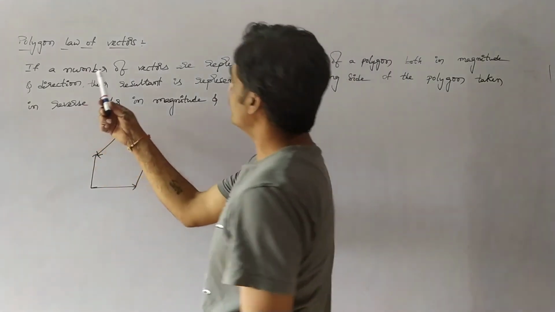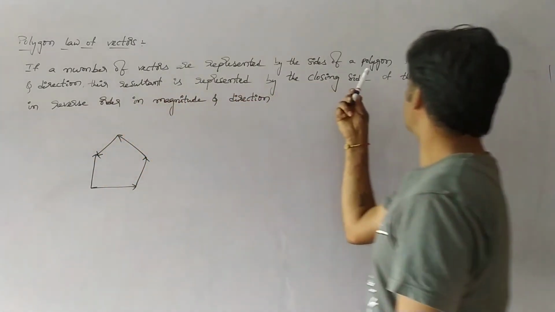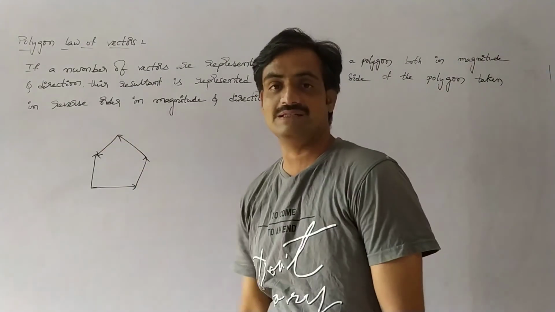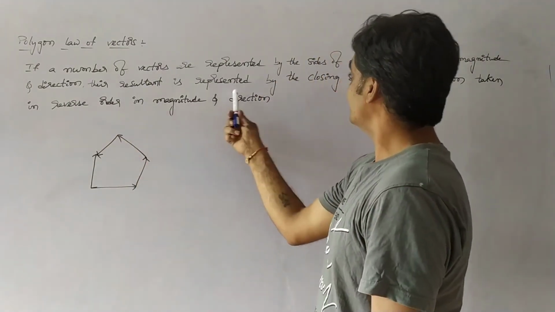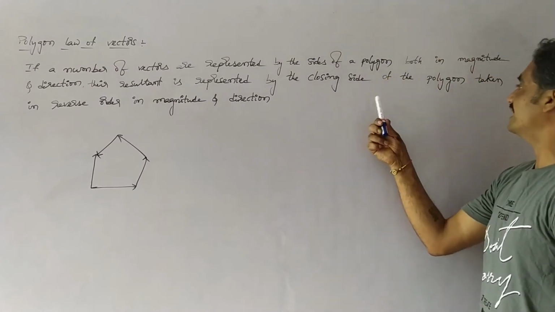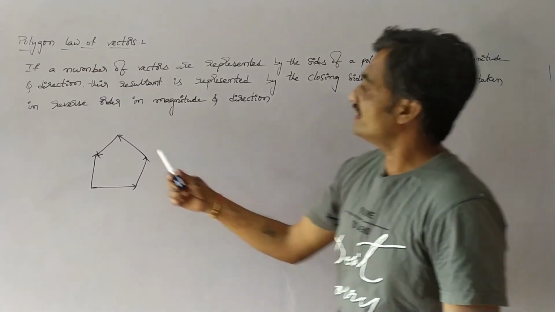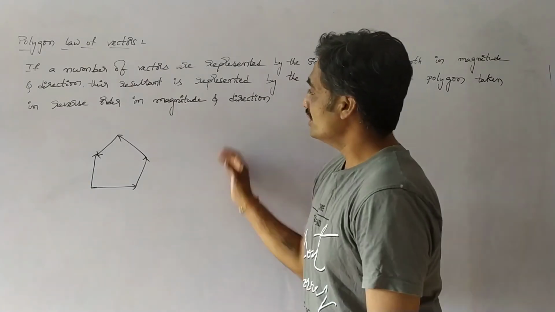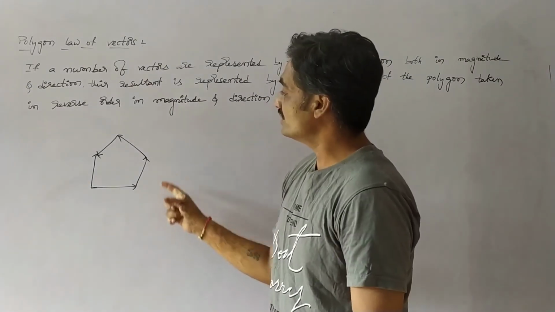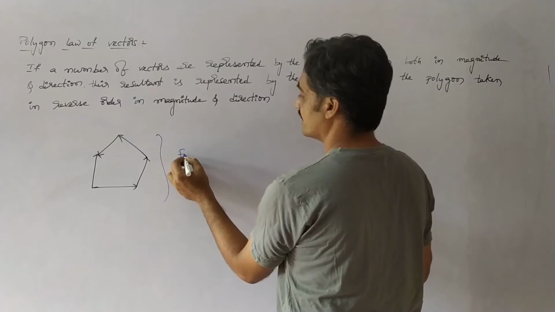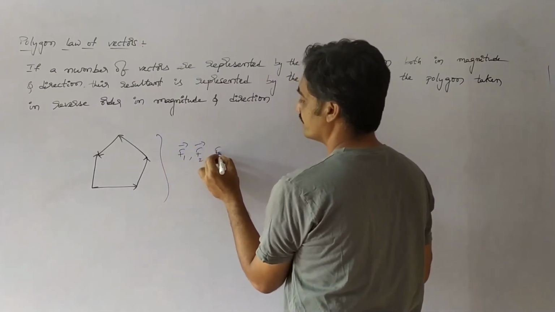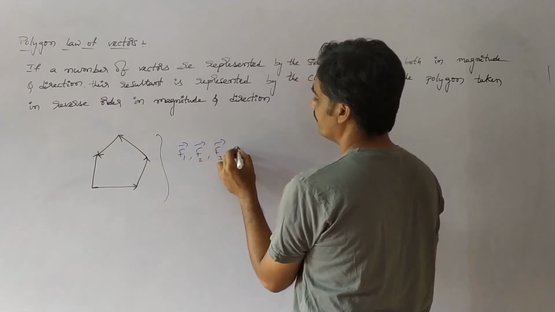If a number of vectors are represented by the sides of a polygon, both in magnitude and direction, then their resultant is represented by the closing side of the polygon taken in reverse order, in magnitude and direction. In order to represent this, I am going to consider four vectors: f1 bar, f2 bar, f3 bar and f4 bar.